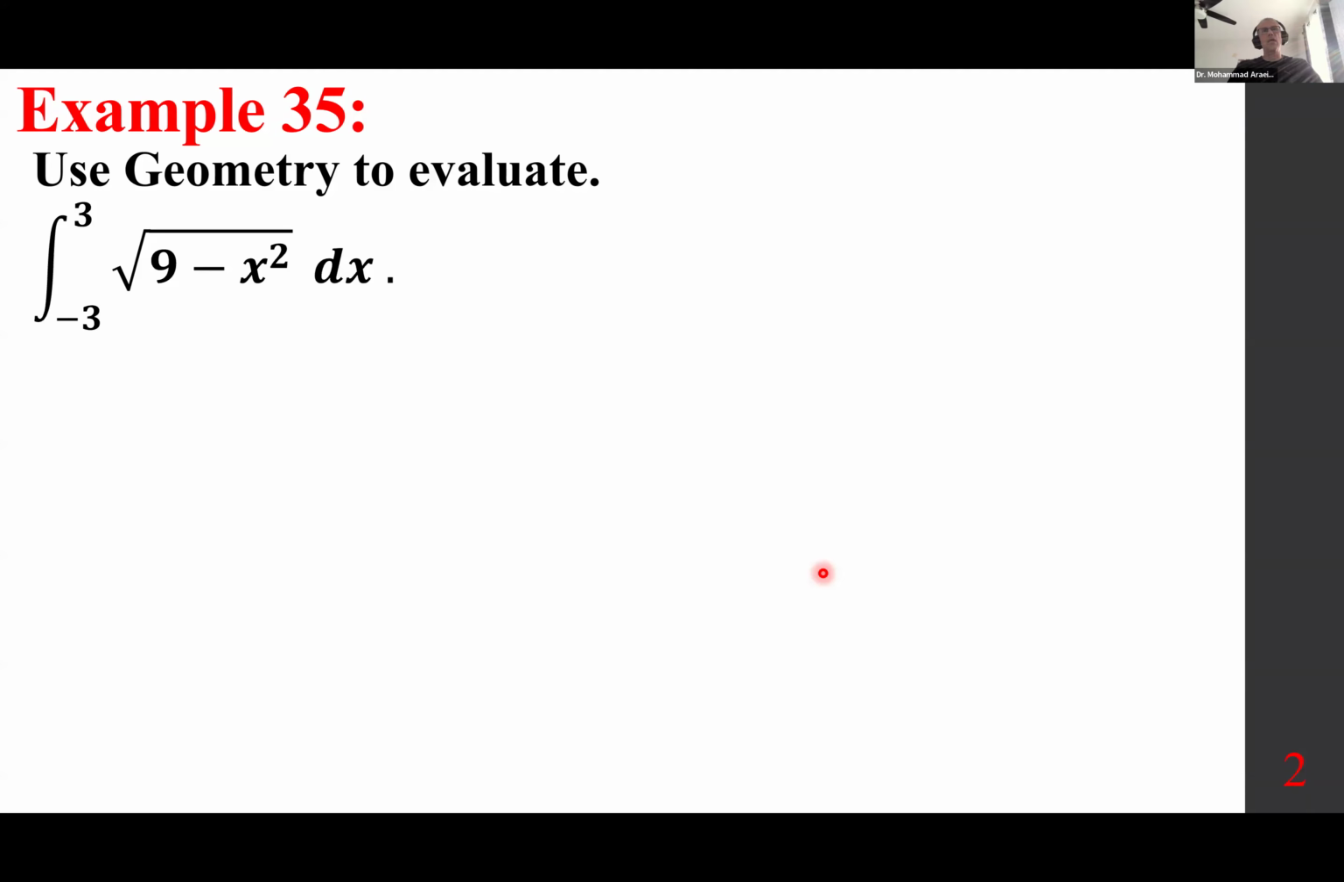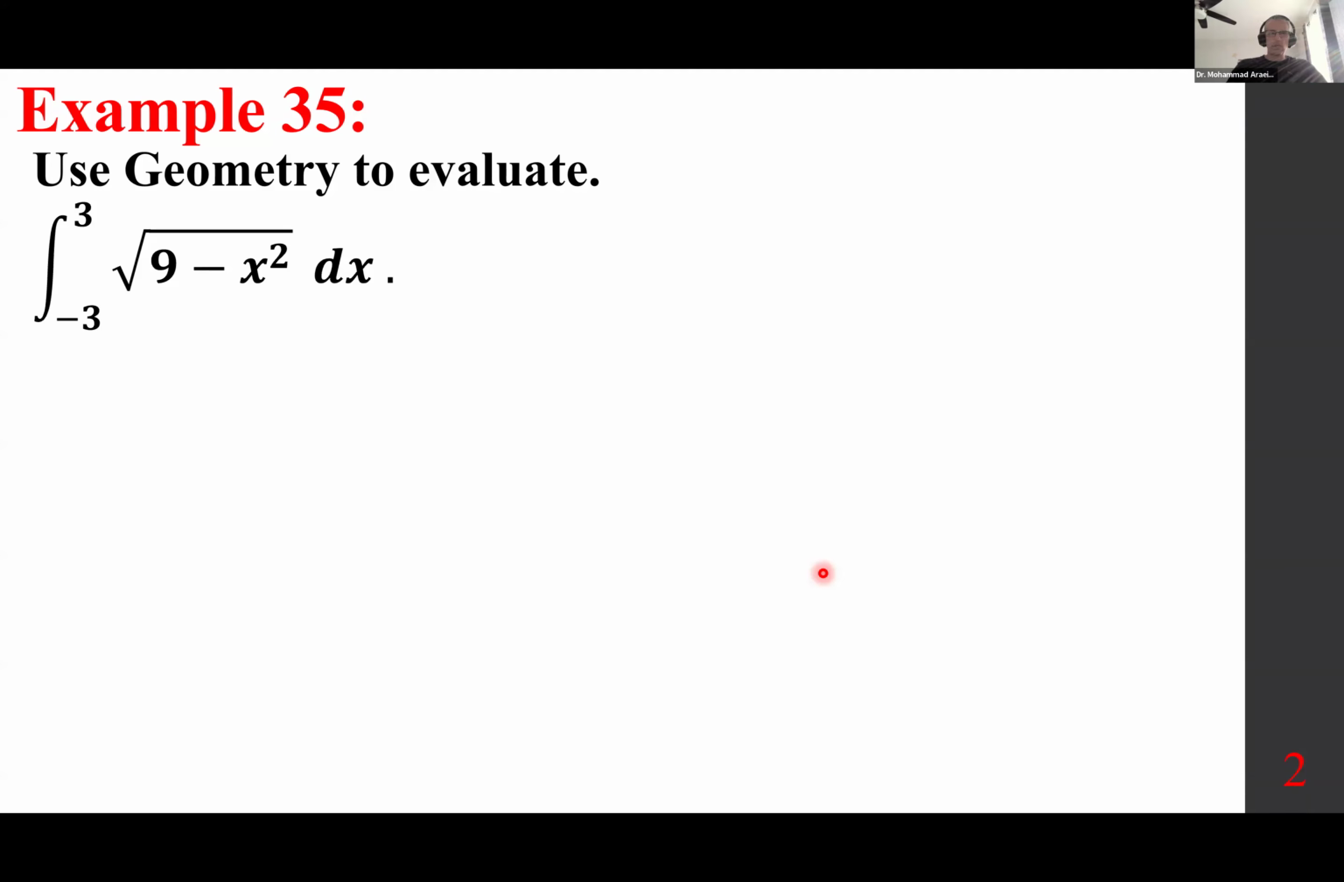We want to use geometry to evaluate this. So what do we have to know? First of all, the function is this, and the interval is -3 to 3. And we're going to prove what type of function we are dealing with. So first of all, we're going to call this y.